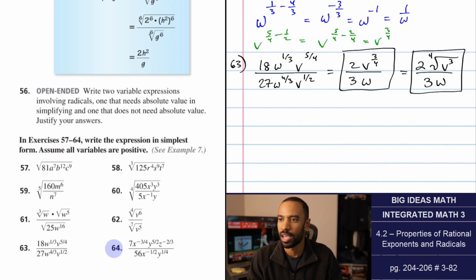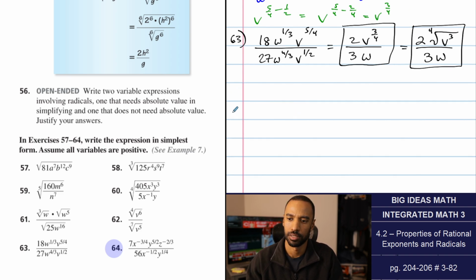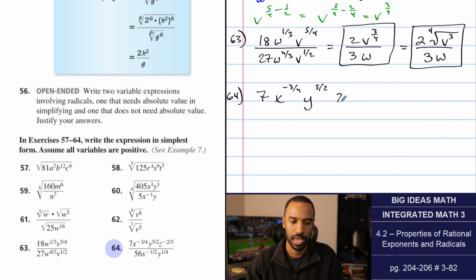We have 7x to the negative 3/4 times y to the 5/2 times z to the negative 2/3 over 56 x to the negative 1/2 and y to the 1/4.